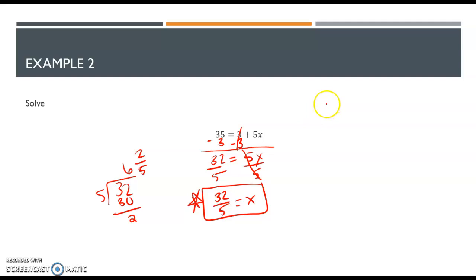All right, from there, if I need to check, I can do 3 plus 5 times 32 fifths. And then this is 5 over 1, so our 5's divide out, and I've got 3 plus 32, which is 35. And so that is the answer that we want.